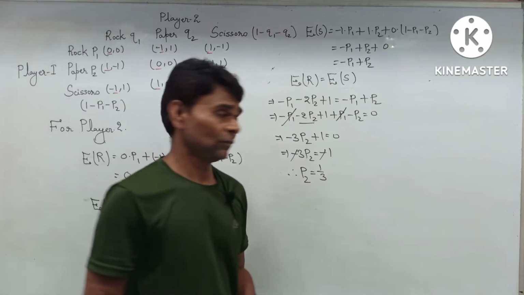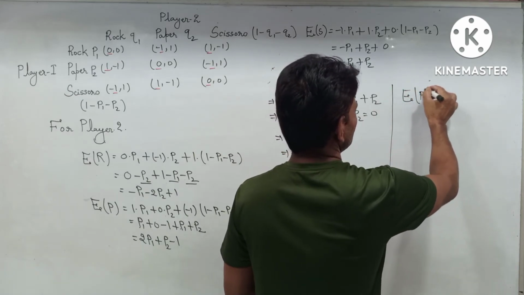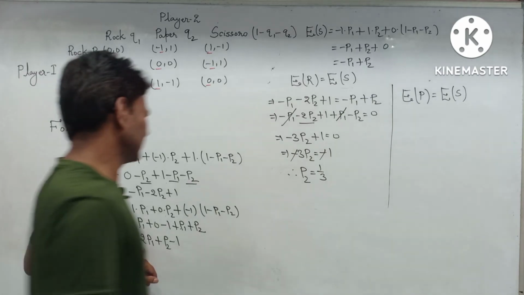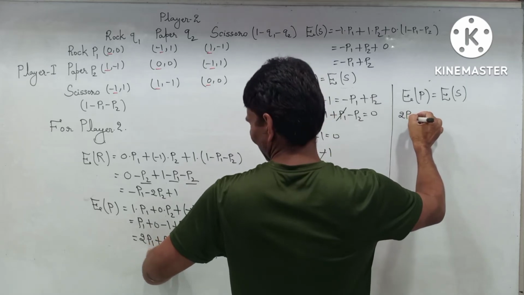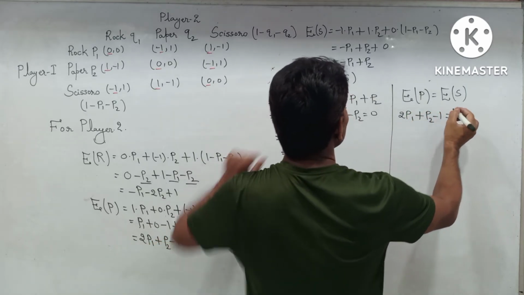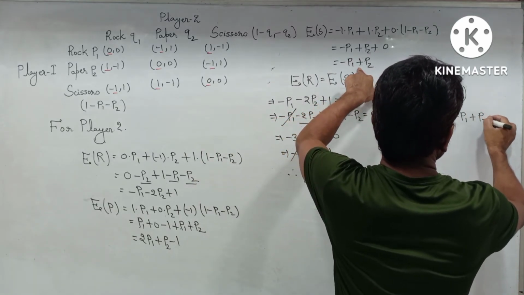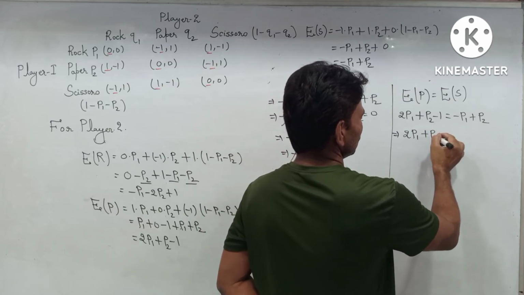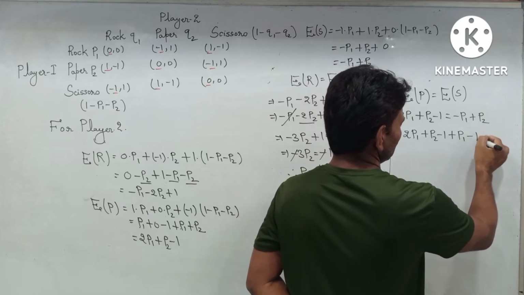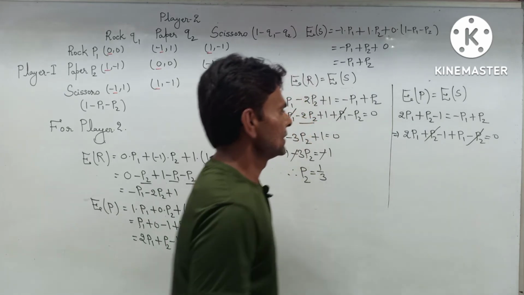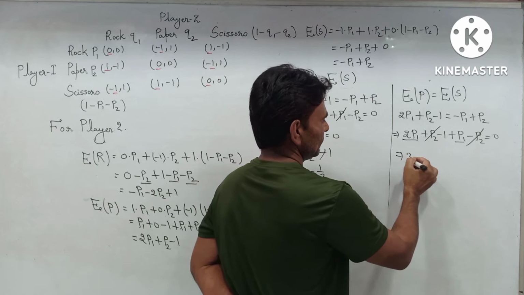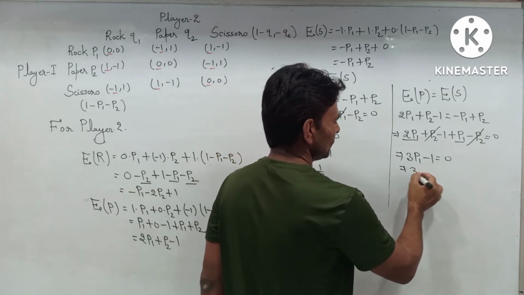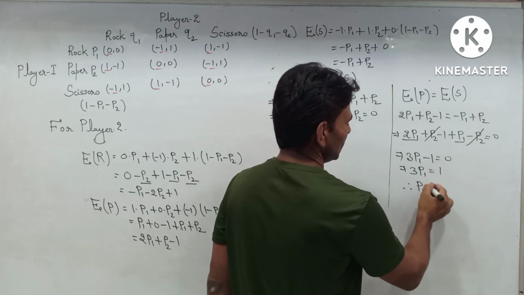Next task, equating the expected value of paper with the expected value of scissors in order to eliminate P2. What value did we get for the expected value of paper? 2P1 plus P2 minus 1 equal to scissors. You can see here minus P1 plus P2, shifting minus P1 plus P2 to the LHS side: 2P1 plus P2 minus 1 plus P1 minus P2 equal to 0. Minus P2 plus P2 cancel, 2P1 plus P1 becomes 3P1 minus 1 equal to 0. Shifting minus 1 to the RHS, it becomes plus 1, and therefore P1 equals 1 by 3.